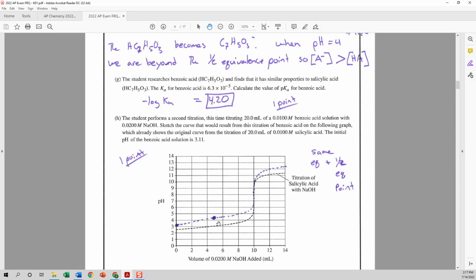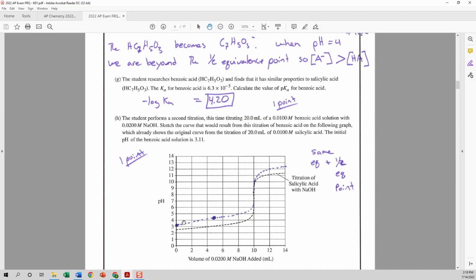And we know the half equivalence point is going to be the same volume because we're starting with the same amounts. We started with the same amount of the acid, and we use the same amount of the base, meaning concentration, 0.01 molar benzoic acid, 0.02 molar NaOH. So that's not going to change. So we know where 4.2 is. The equivalence point is going to be at the same volume here. It's just going to be a little bit higher, and then as we go, it's going to be a little bit more basic at the end.